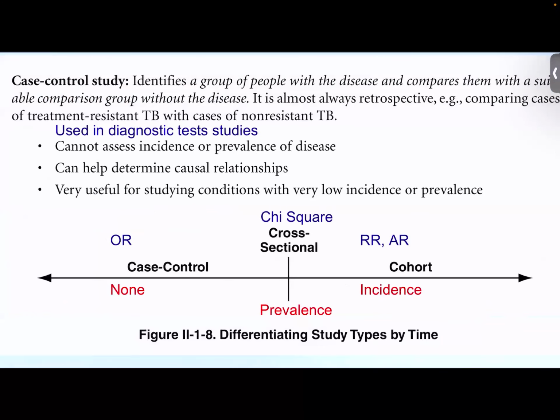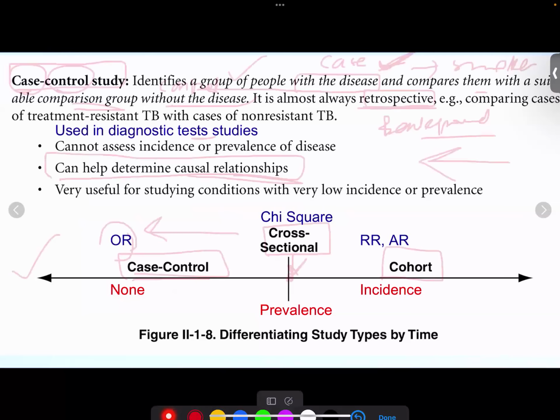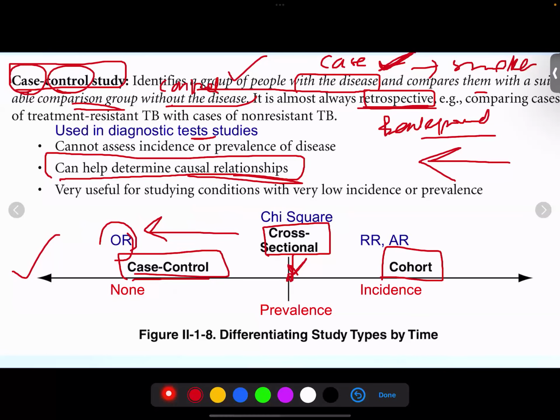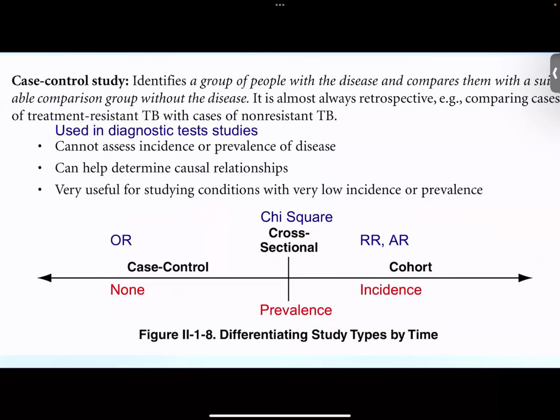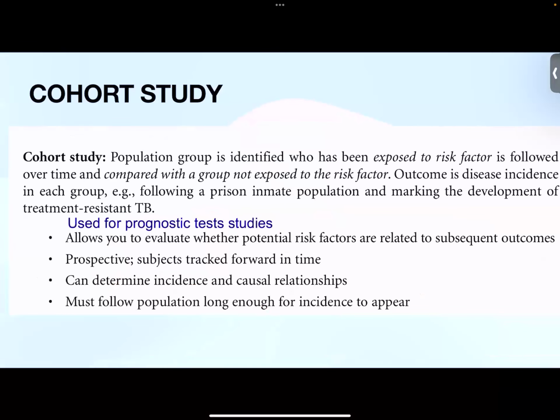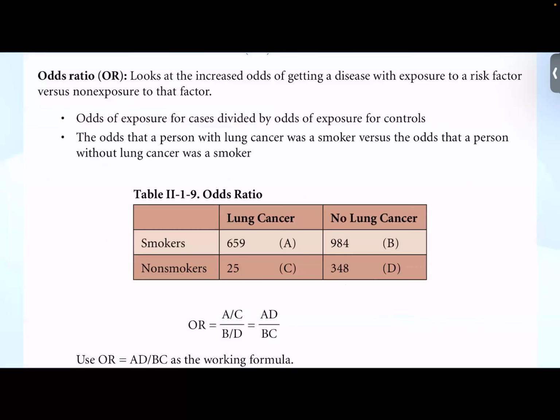So cohort study and case control study, these two are very important. Case control would always be retrospective, and here cases are diseased and controls are without disease. Okay, so this is the difference between these two. But in a cohort, there is no diseased individual. You just have an exposure group and a non-exposure group. Okay, so this is how they are divided.